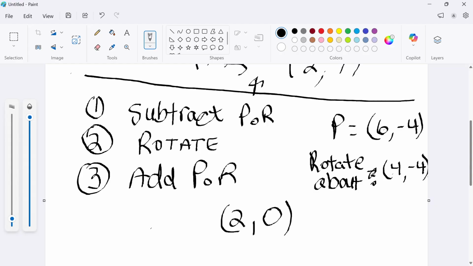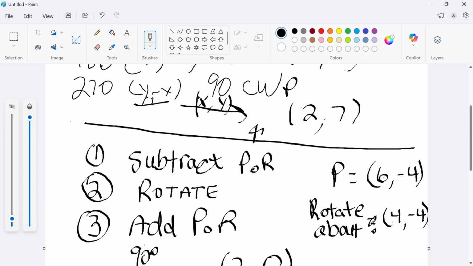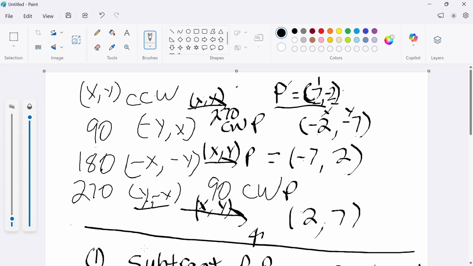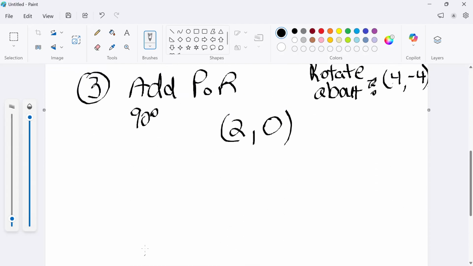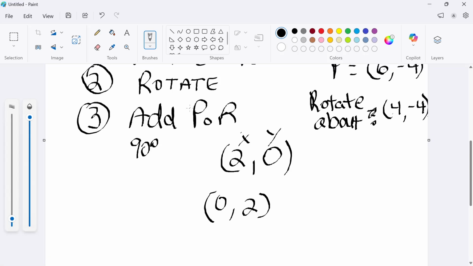So now let's say I wanted to rotate this 90 degrees. Well, for 90 degrees, (x, y) becomes (negative y, x). So this is (x, y), and I get (negative y, x), so it's (0, 2).